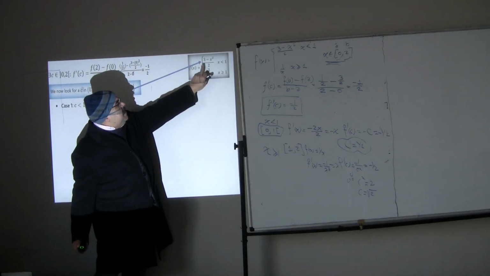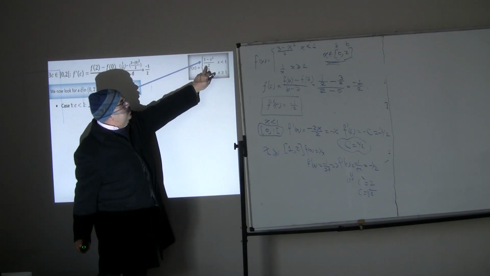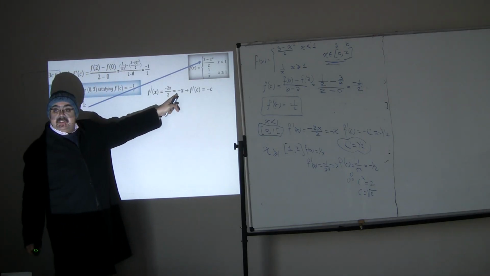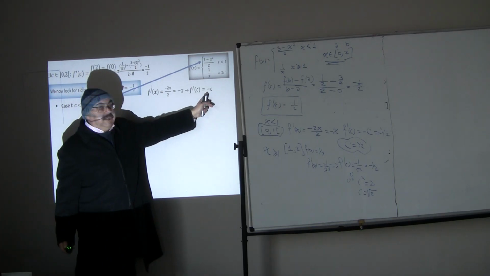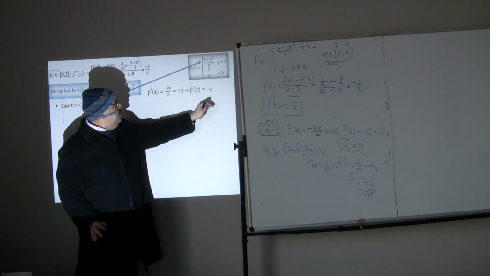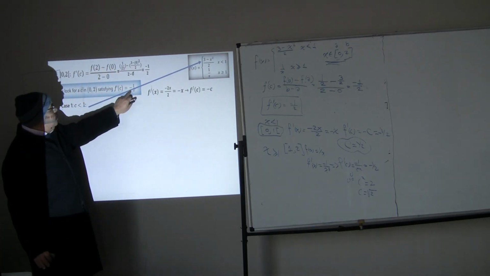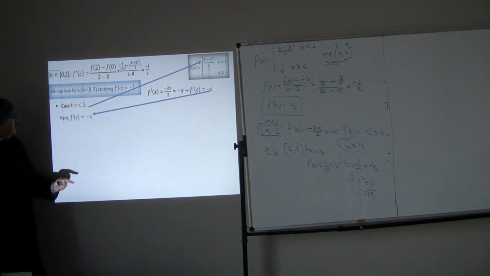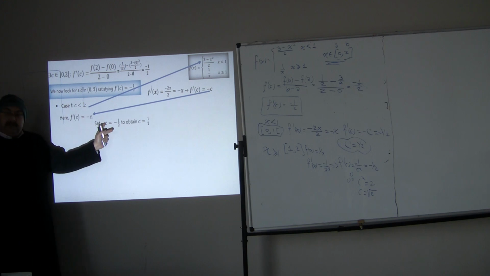The derivative is going to be negative 2x over 2, which means that f dash x will equal negative x. So at c it will equal negative c. Now all I have to do, Dina, is take negative c, make it equal to negative 1 over 2, which means c equals half. That's it. So this is the first point.